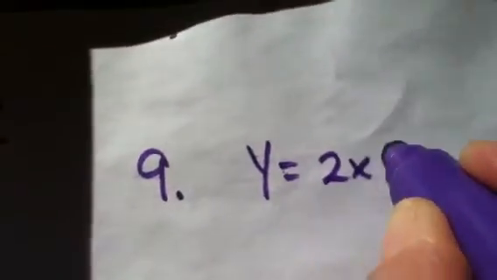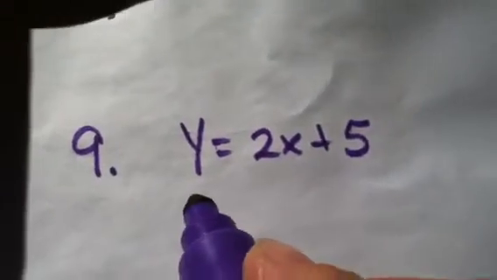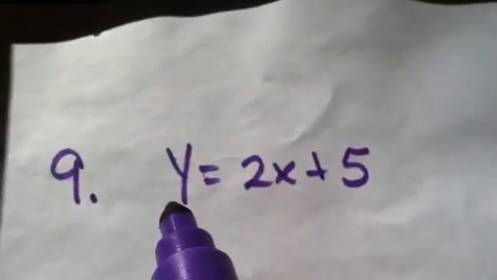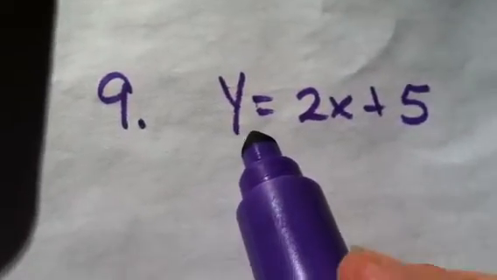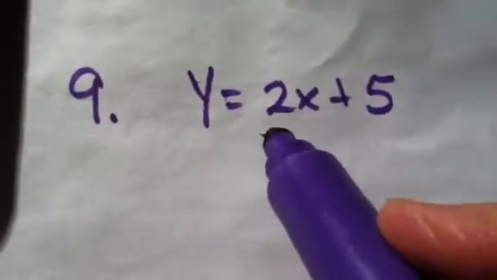That's scary. Y equals 2x plus 5. This says to write this. This is in slope-intercept form because I have the y by itself. But it wants you to rewrite this in standard form. Okay, you can take this over here.